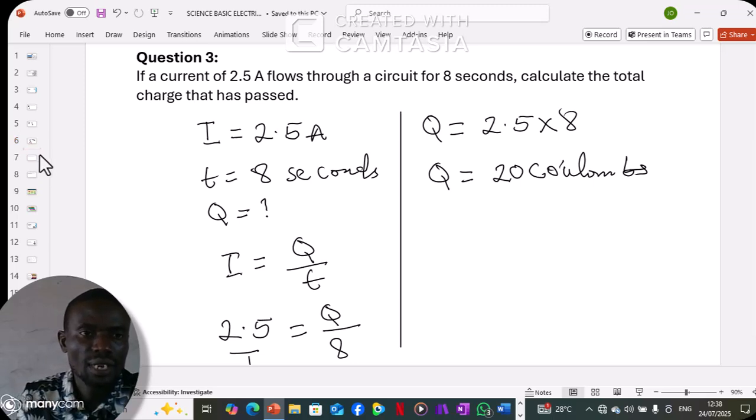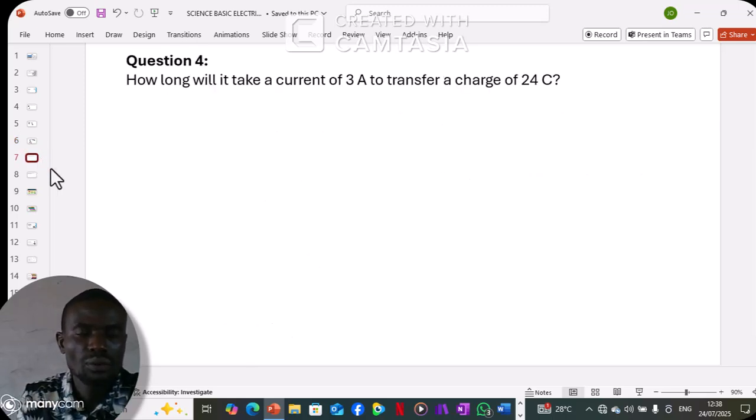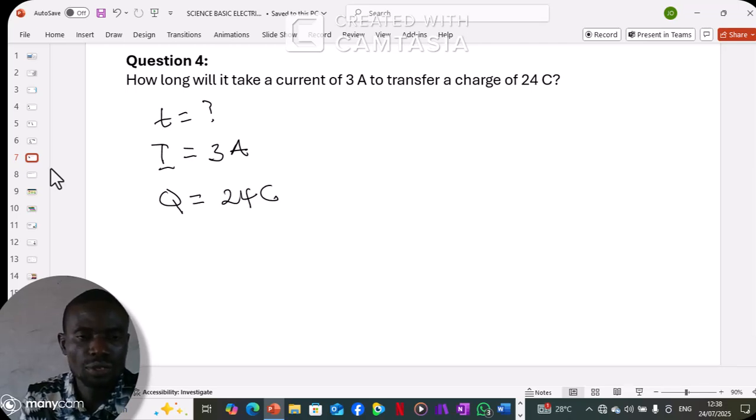Okay, let's look at another one. How long will it take a current of 3 amperes to transfer a charge of 24 coulombs? How long means time. You have to calculate time, T. Then you are given the current, 3 amperes. We are given the quantity of electric charge that flows, 24 coulombs. So the formula is I equals Q over T.